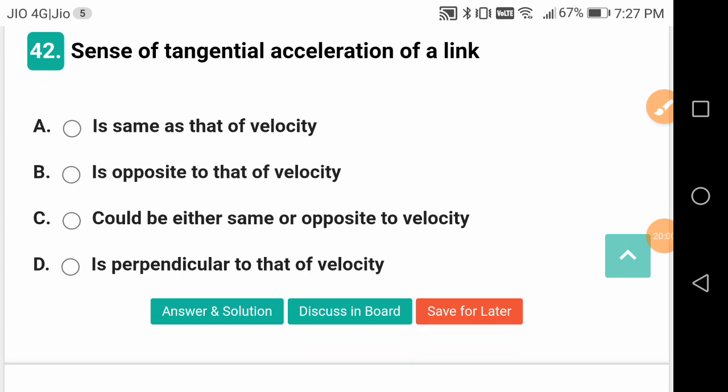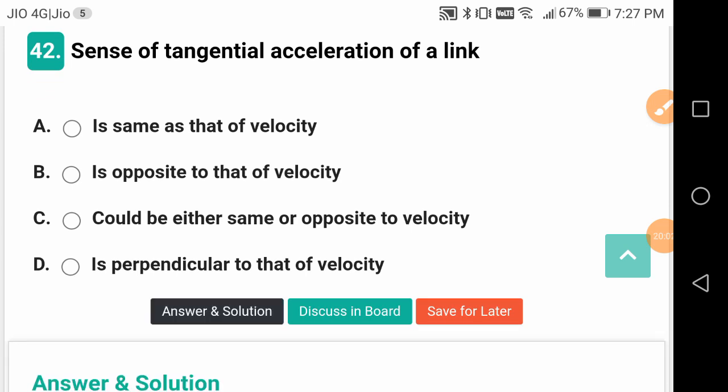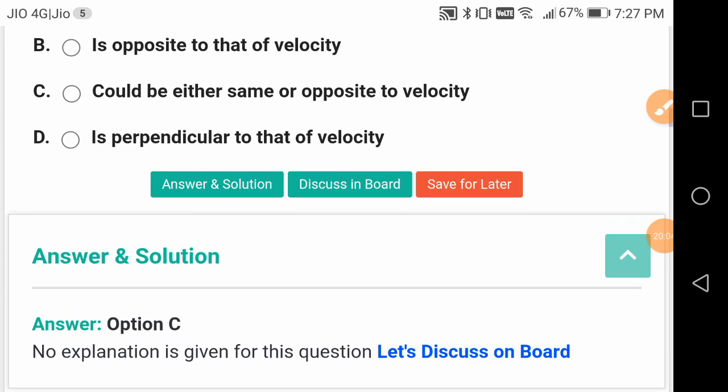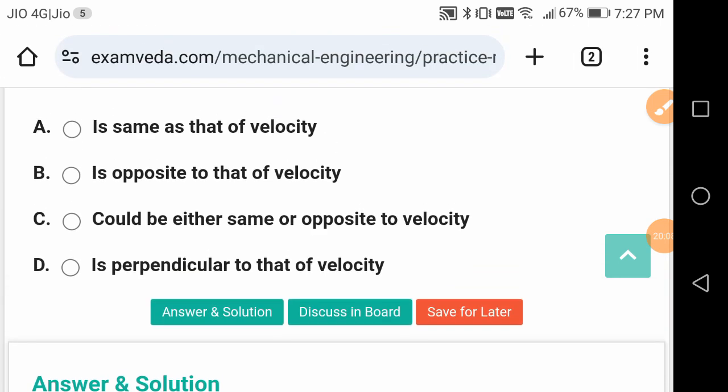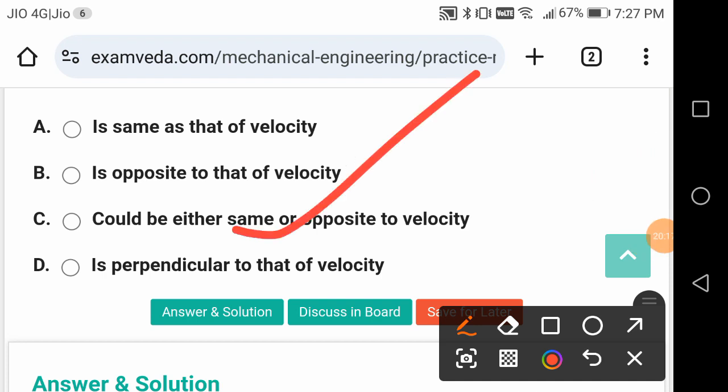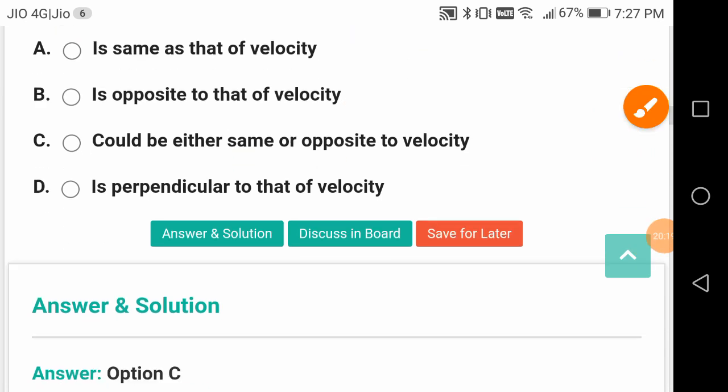Sense of a tangential acceleration of a link. These are good questions, friends. There are two accelerations. One is the tangential acceleration, the other one the centripetal acceleration. It could be either the same or opposite to velocity. Perpendicular to the velocity is centripetal acceleration.